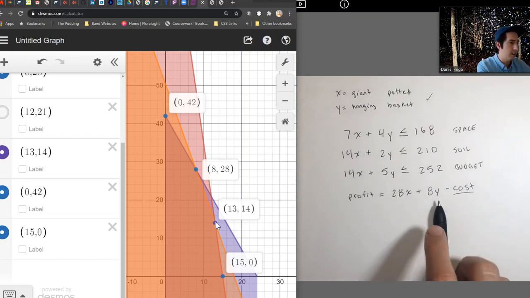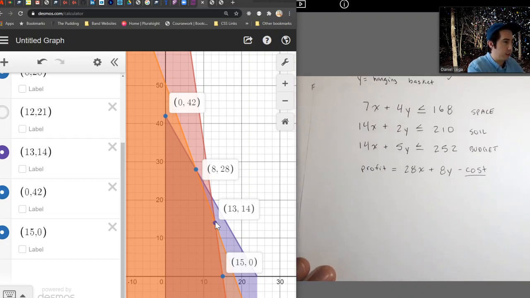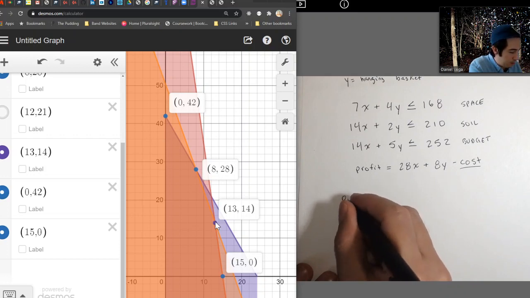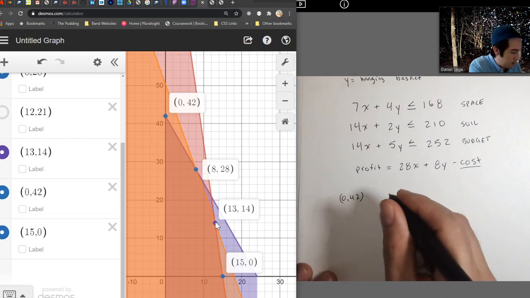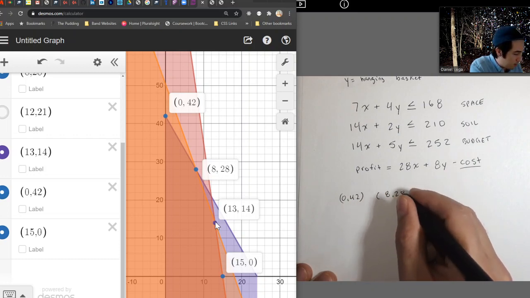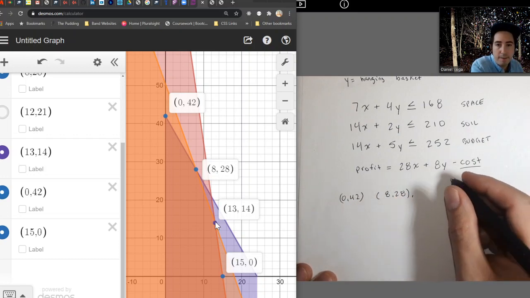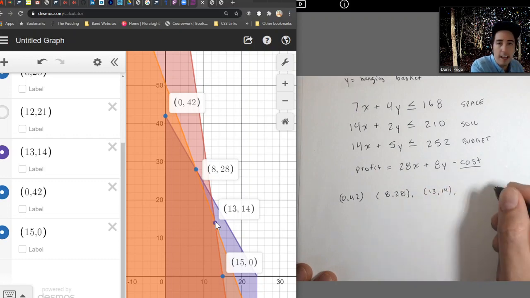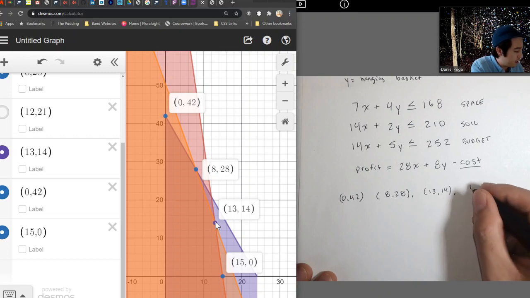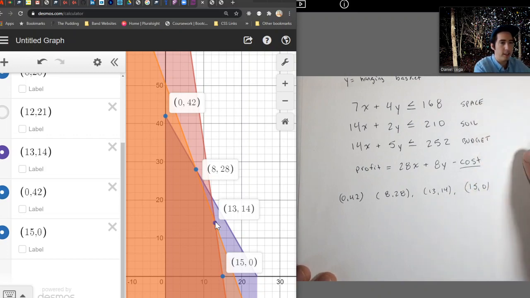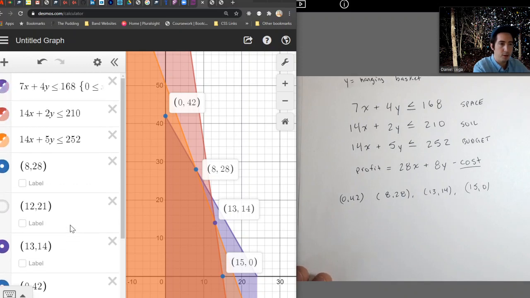So let's write this down and then compare profits. So 0, 42, that's a possibility. We got 8, 28, that's a possibility. We have 13, 14, that's a possibility. And the last one we have is 15, 0. That's a possibility. Given these three equations, you just graphed them in Desmos.